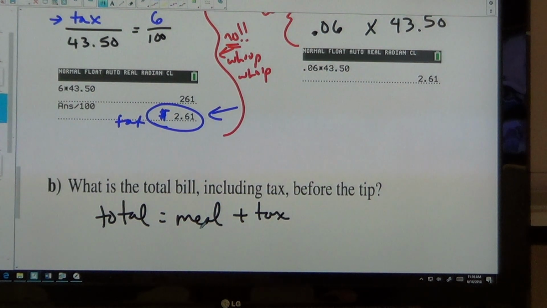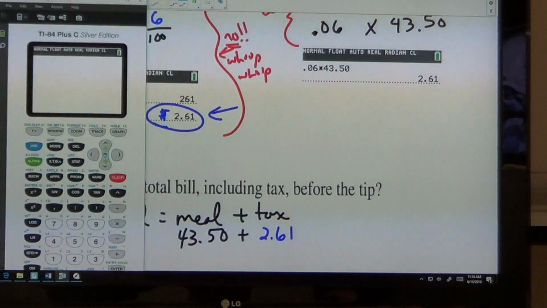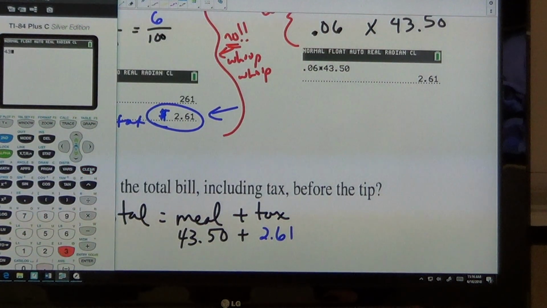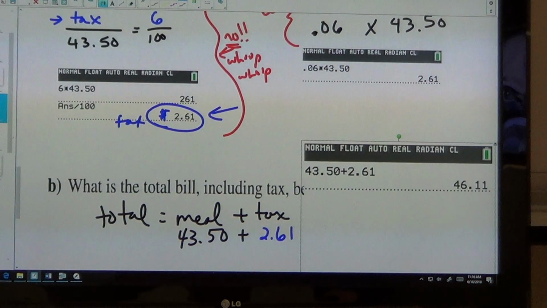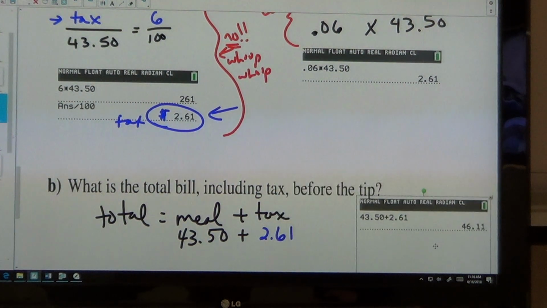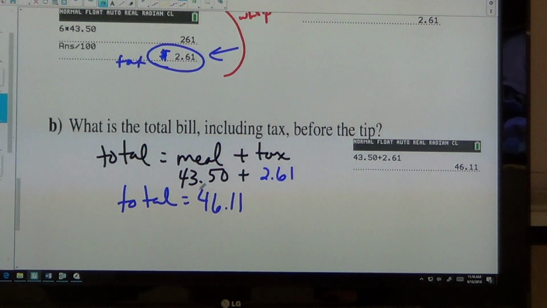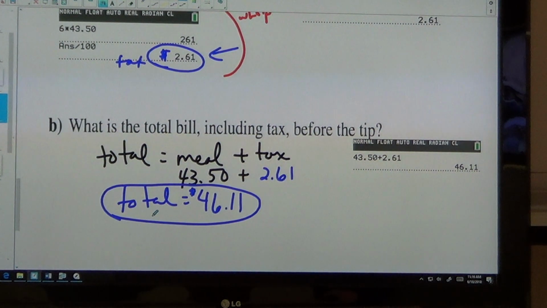So how much was my meal? $43.50, plus how much was my tax? $2.61. So if I go to my calculator, I'm going to do the $43.50, which was my meal, plus the $2.61. So right now, just the meal and the tax, I'm looking at $46.11. So my total, meal and tax, is $46.11. That's all they wanted to know from question B. We good?